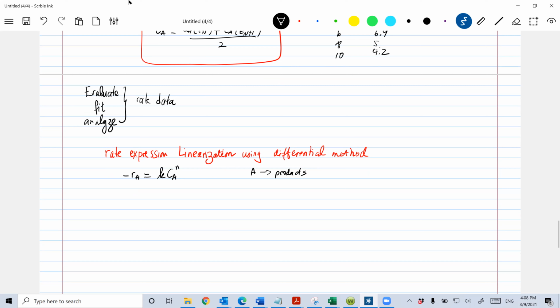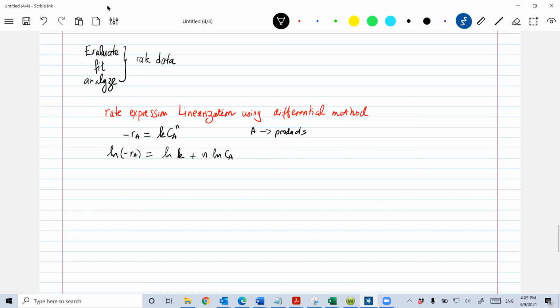If you take the natural log of both sides, you get natural log of minus RA equals natural log of K plus n natural log of CA. So you can take the log and expand it, and you can plot this. If you have RA, CA data, it's very, very straightforward. You can plot natural log of minus RA versus natural log of CA.